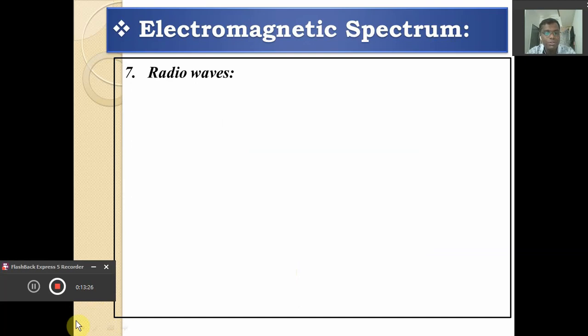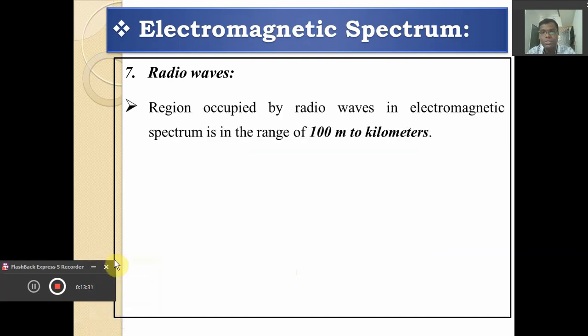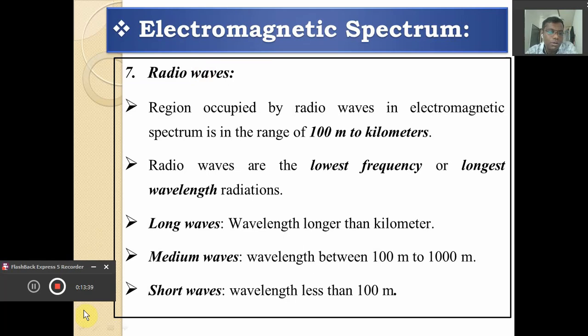In addition to microwave radiation, another type of electromagnetic radiation present in the electromagnetic spectrum is called radio waves. Dear friends, this is a very important radiation, particularly in the field of radio signals. Before this, we look at the different aspects of radio waves. The region of the electromagnetic spectrum occupied by radio waves is from 100 meters to more than a kilometer. So this is very important.